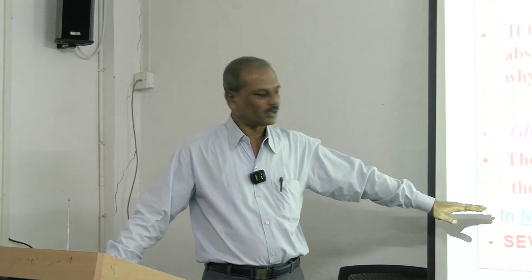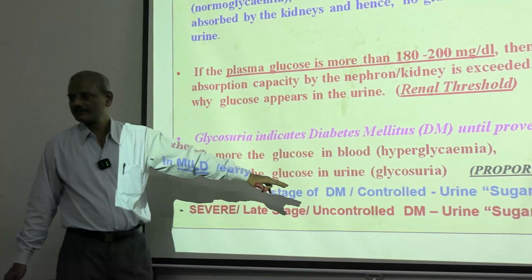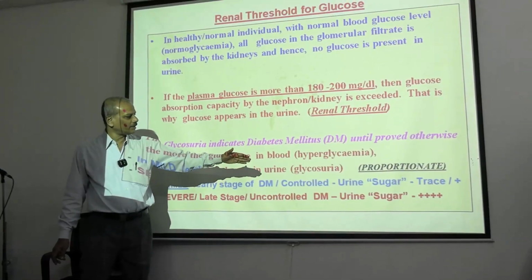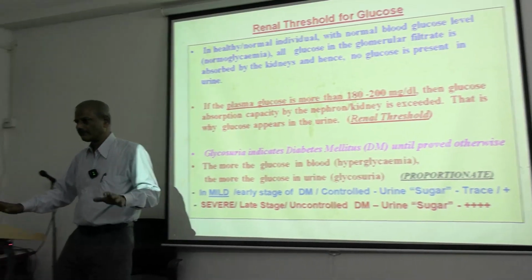So I have categorically written that mild type of diabetes, or early stage of diabetes, or controlled diabetes, then you will get urine sugar either as trace or positive. It may be nil also. But at the early stage, at the time of detection, there is a chance that you will get it because it has crossed that limit.